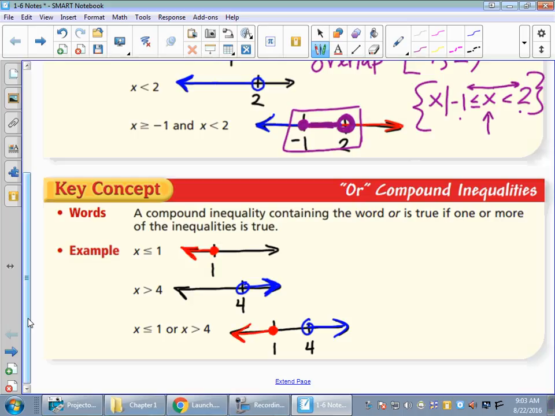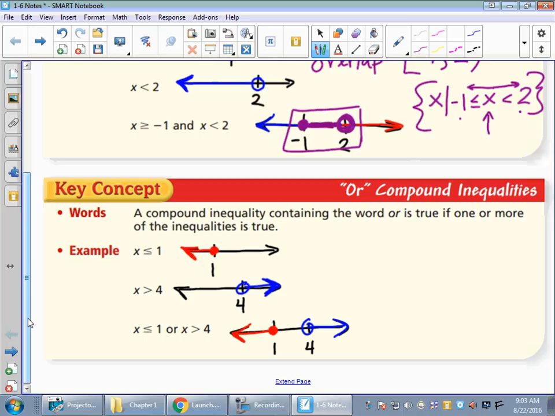So basically, we can use the red numbers, or the solution could be in the blue section. The only numbers that don't work are where there's nothing. So like 2 is not less than 1, and 2 is not greater than 4. So the numbers between 1 and 4 do not work.